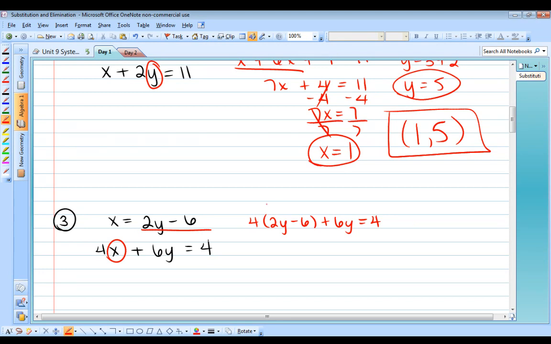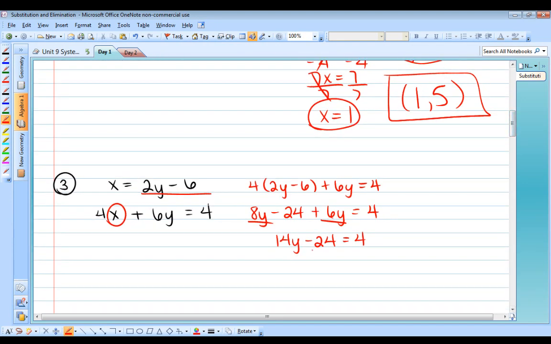First, I need to distribute. 4 times 2y is 8y. 4 times negative 6 is negative 24, and then copy the rest. And then these y's on the left-hand side of the equation are like terms. 8y plus 6y is 14y, minus 24 equals 4.